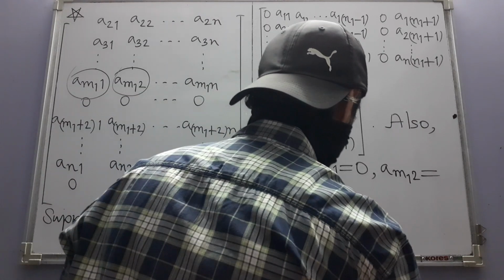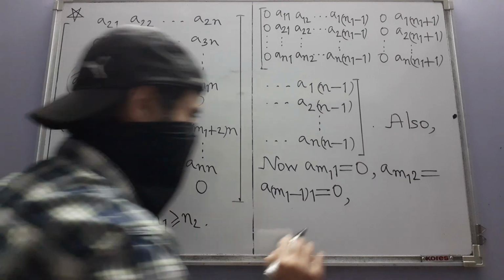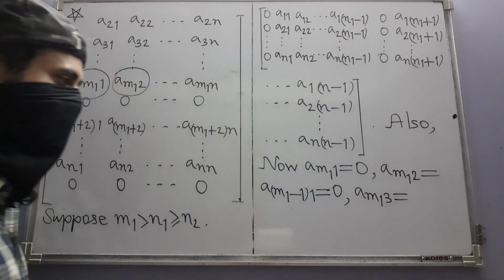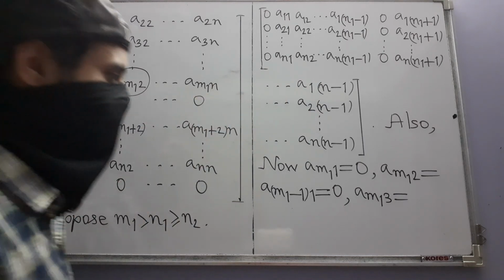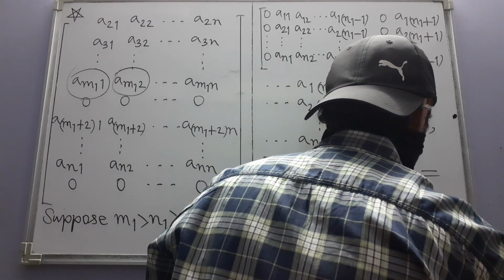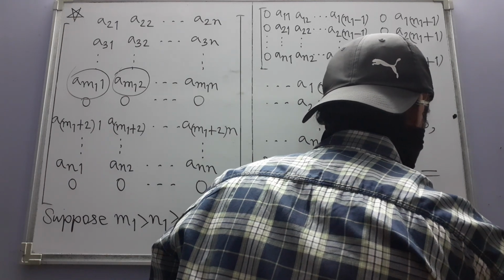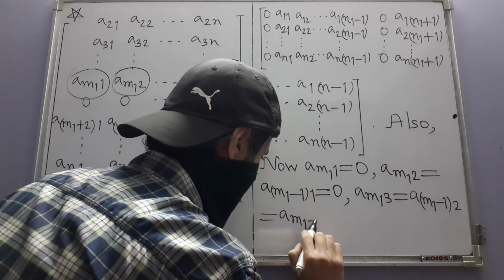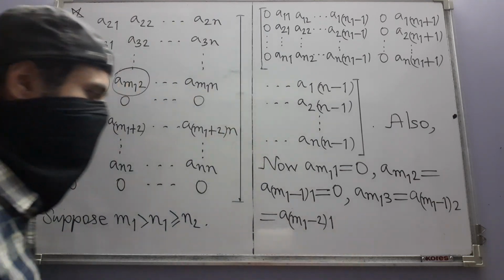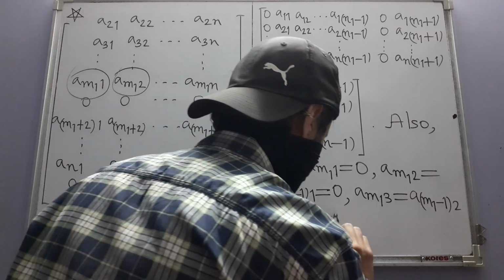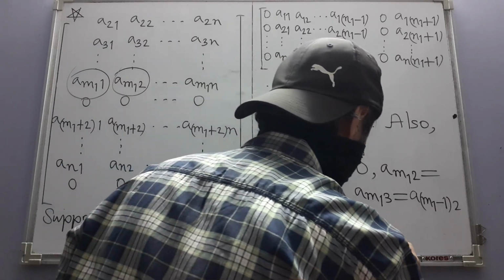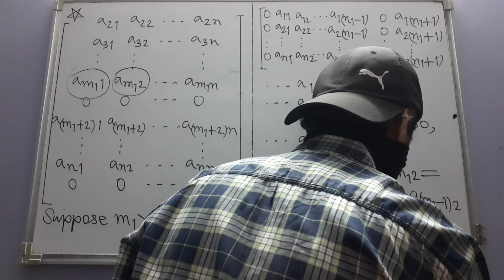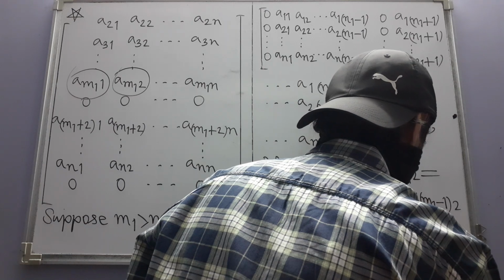Similarly, if you consider the next one, A m1 3, by arguing like that, you successively have, first you have A m1 minus 1, 2, and then A m1 minus 2, 1. But the moment you have second index 1, this is equal to 0. And you keep doing your calculation like this. Eventually, you reach A m1 n1.